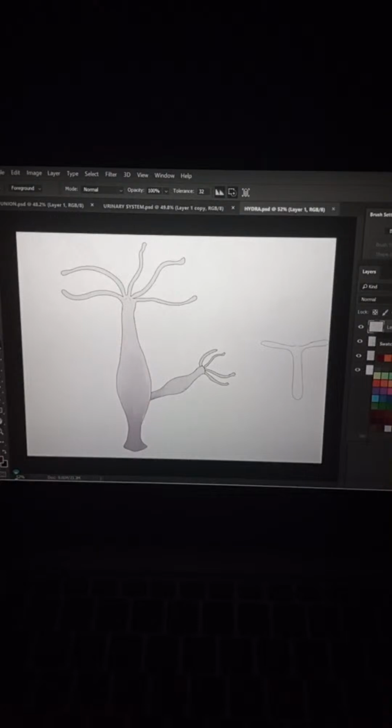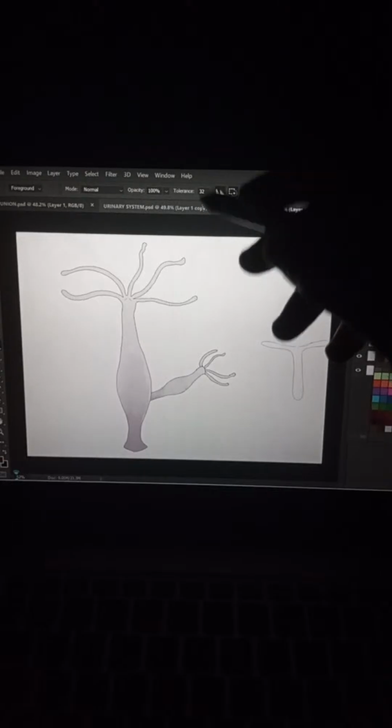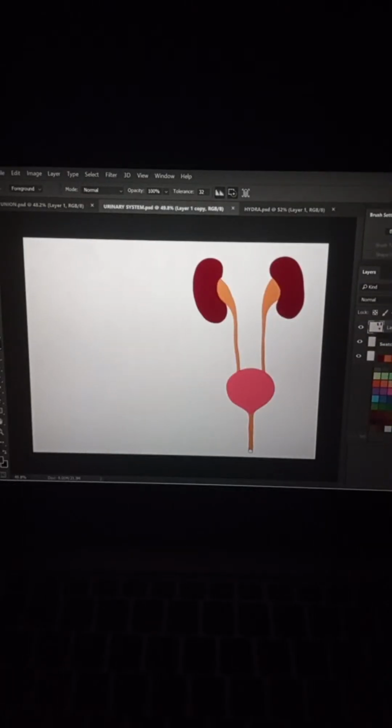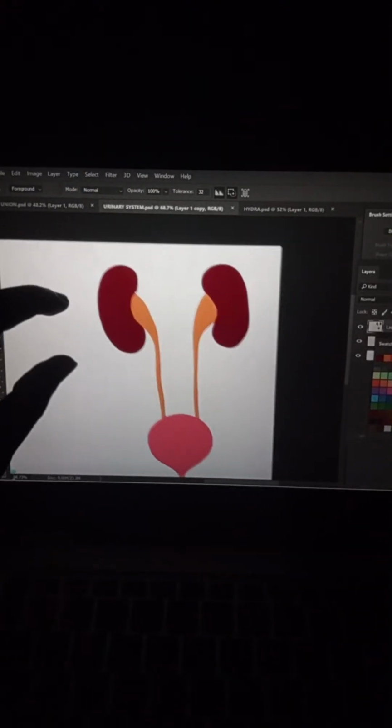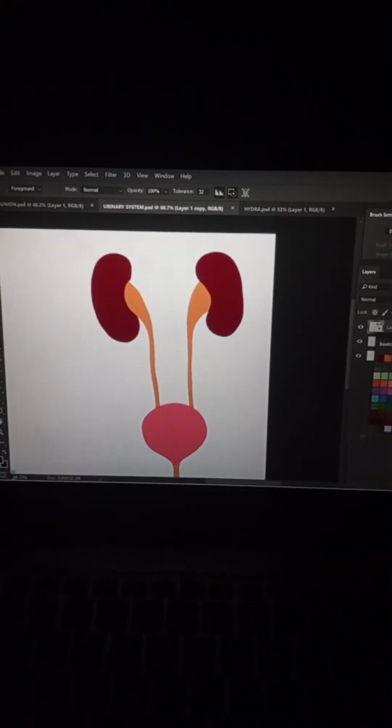We use these pictures because we don't want to use other people's content. We always use our own content, like videos, the pictures, and all the animation. So this is simply a system which comprises kidney, urethra, and bladder.